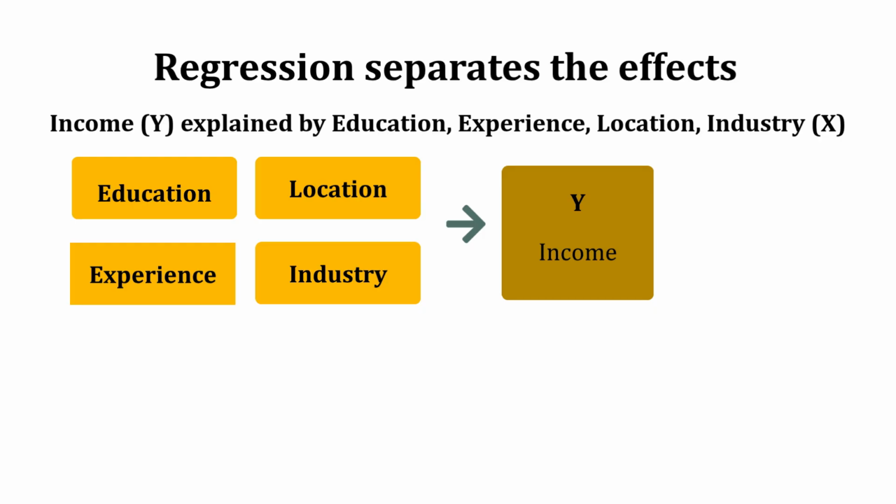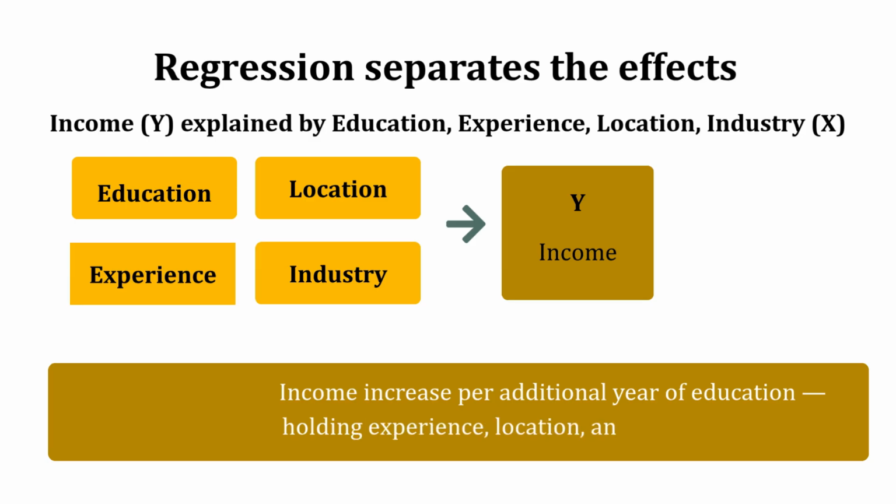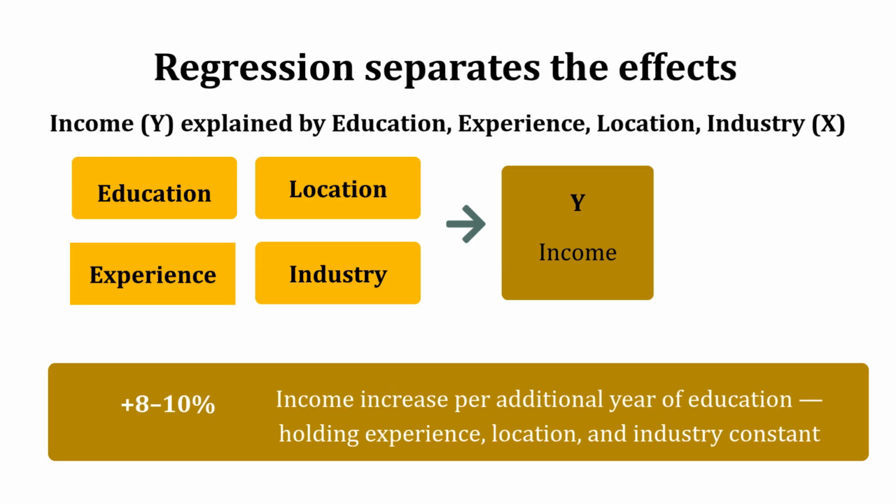The result? 1 extra year of education raises income by 8 to 10%, holding everything else constant. This number shaped policy across dozens of countries. Without regression, we would just be guessing.